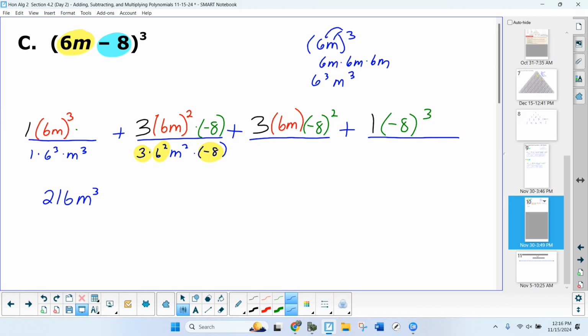What do you guys get there? -864, and the units would be what? M squared. That's why I think it's helpful to put that underneath. This one would be 3 times 6 times m times, well, what's -8 squared? So you might just do 64, you might do -8 squared. Those are what you're putting in your calculator. 3 times 6 times -8 squared in parentheses.